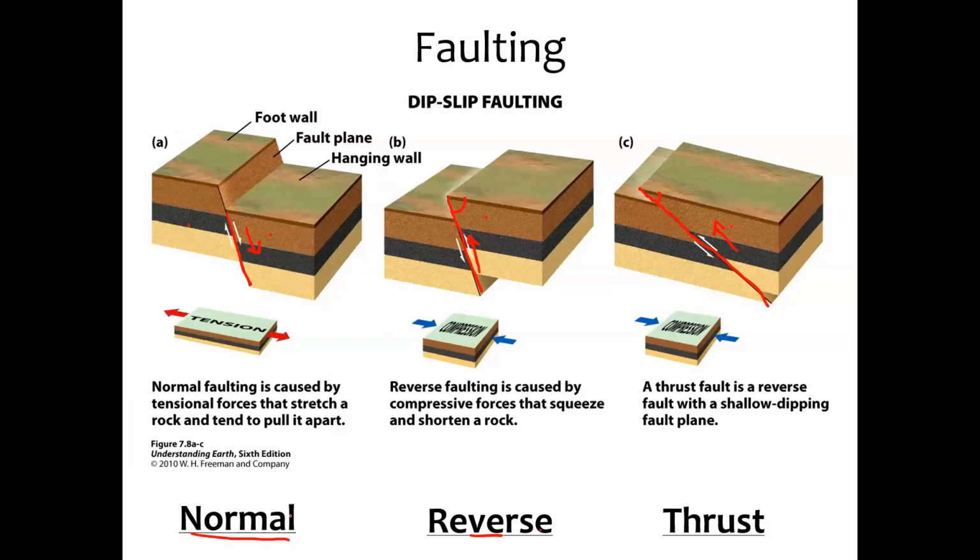The thing to remember is that normal faults are created by tensional forces, by pulling forces. Reverse and thrust faults are created by compressional forces. And if you look carefully at how the rocks have moved, you can tell that. Normal faults have moved apart a little bit. Reverse and thrust faults have pushed together a little bit.